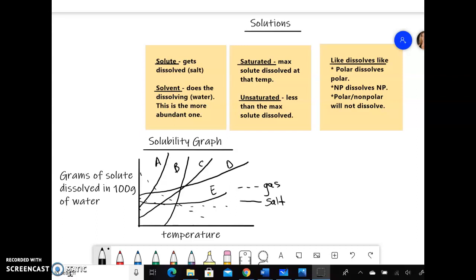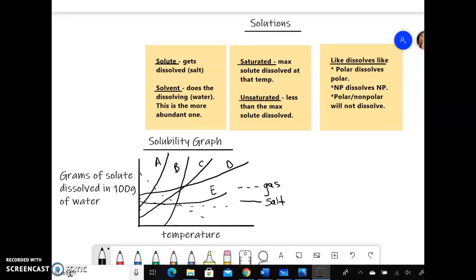Solute is the thing that gets dissolved. So if we were making salt water, the salt would be the solute. It dissolves into the water. The solvent does the dissolving, so in this case it would be the water, and usually this is the more abundant one. Abundant means that you have more of it.